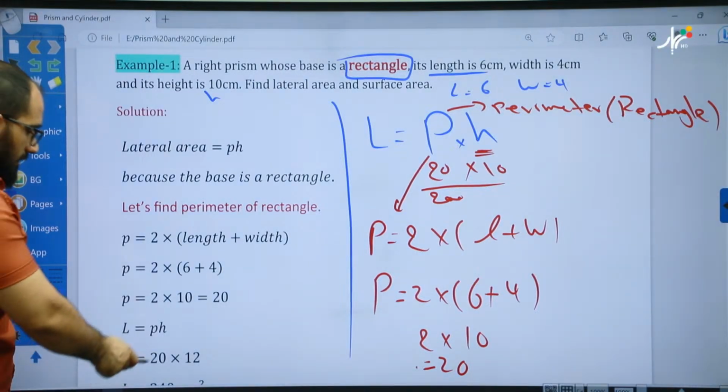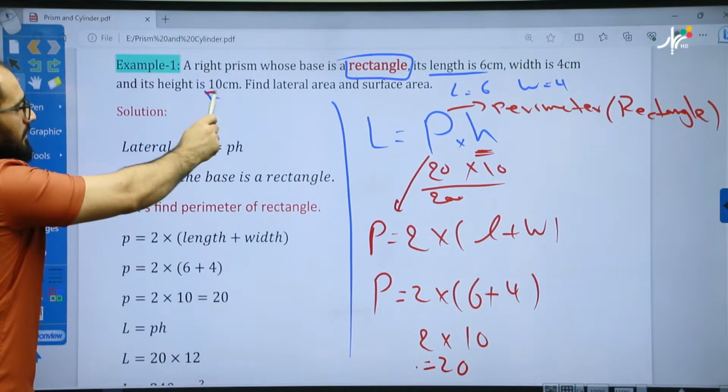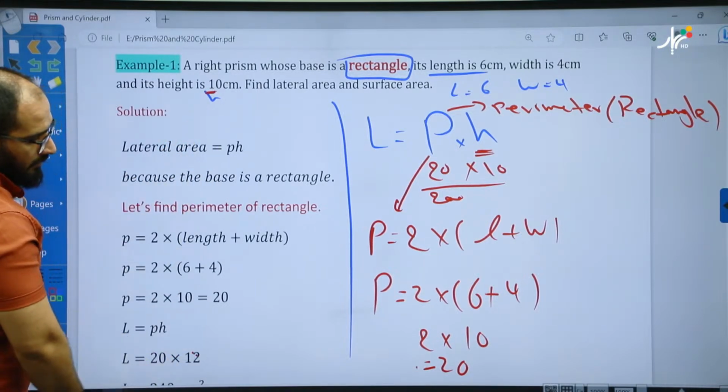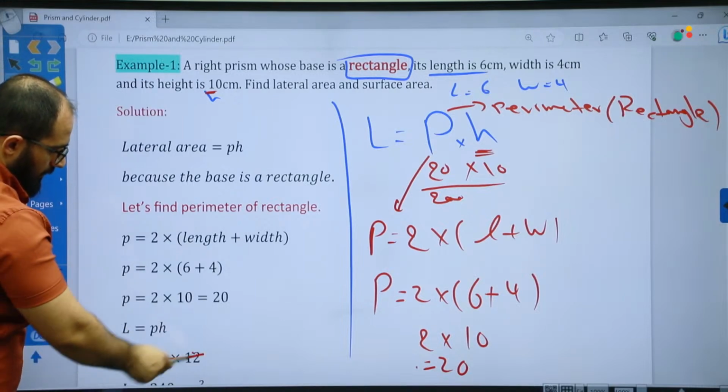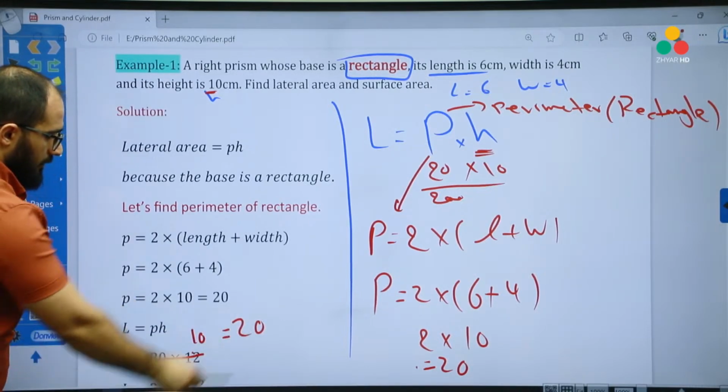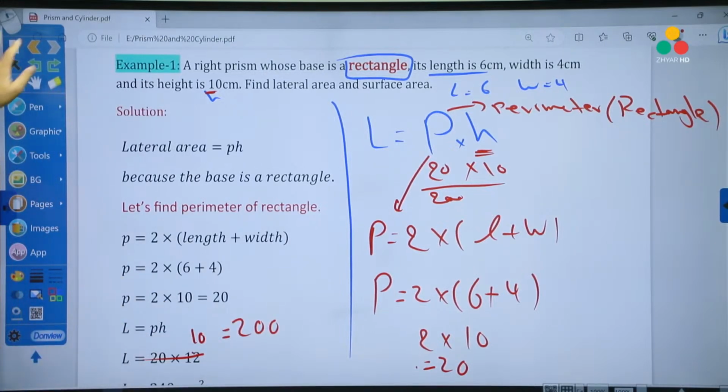But here it says there's a mistake because the height is 10. We wrote 12 here. So it is 10, and the result is equal to 100.